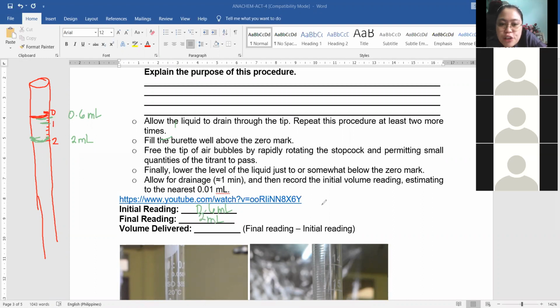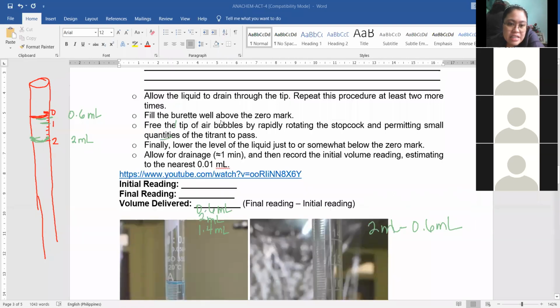Now to get the volume delivered, we just subtract 2 ml minus 0.6 ml. So this is 1.4. Therefore, after draining, class, ang na-deliver mo na volume is just 1.4. So okay lang na kahit hindi siya nag-start sa 0, you can still get the volume of the delivered liquid just by reading the initial reading and the final reading sa burette.